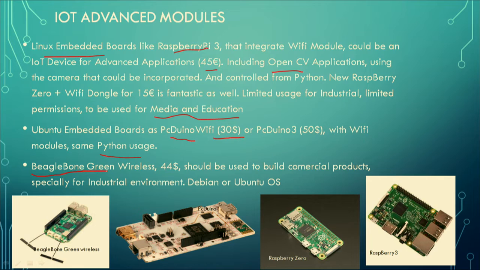And for me, the favorite is this one, BeagleBone Green Wireless. It's about 44. There is a lot of documentation, Texas Instrument, CPU with Debian or Ubuntu is the one you want, and this is good for industrial environments and also commercial products, because you have any kind of protocols, communication. This is this one here.